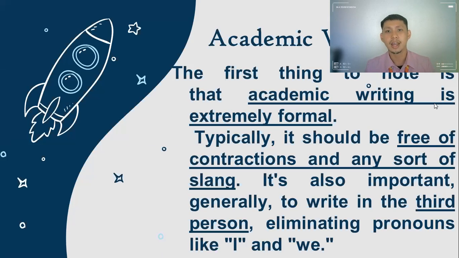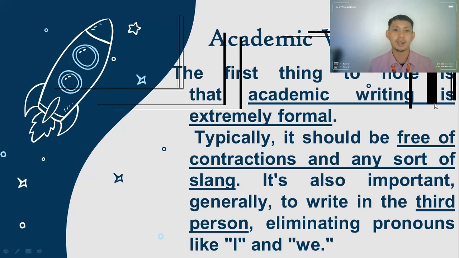Let's talk about academic writing. When we are talking about academic writing, this is an extremely formal report. Typically, it should be free of contraction and any sort of slang. You already know that academic writing is always in the third person. It's always straightforward and it's always focusing on the subject matter itself. It could be about any topic, could be an essay, could be a concept paper. You guys have been exposed already to a lot of academic writing.